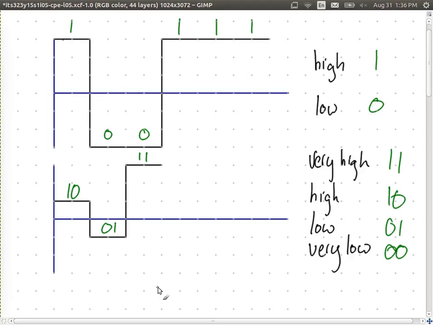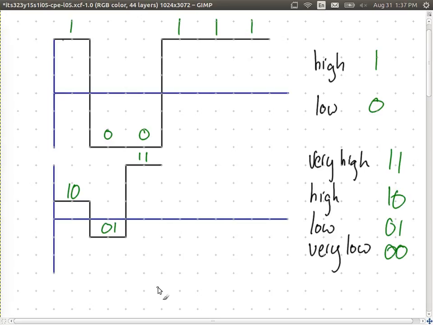The more levels, the higher the data rate. Within the same period of time we can transmit more bits, we've already said that, more levels, higher data rate. The point we're trying to make is the more levels, the higher the chance of errors. Why? Because what the receiver has to distinguish in the second case is between the four different levels.